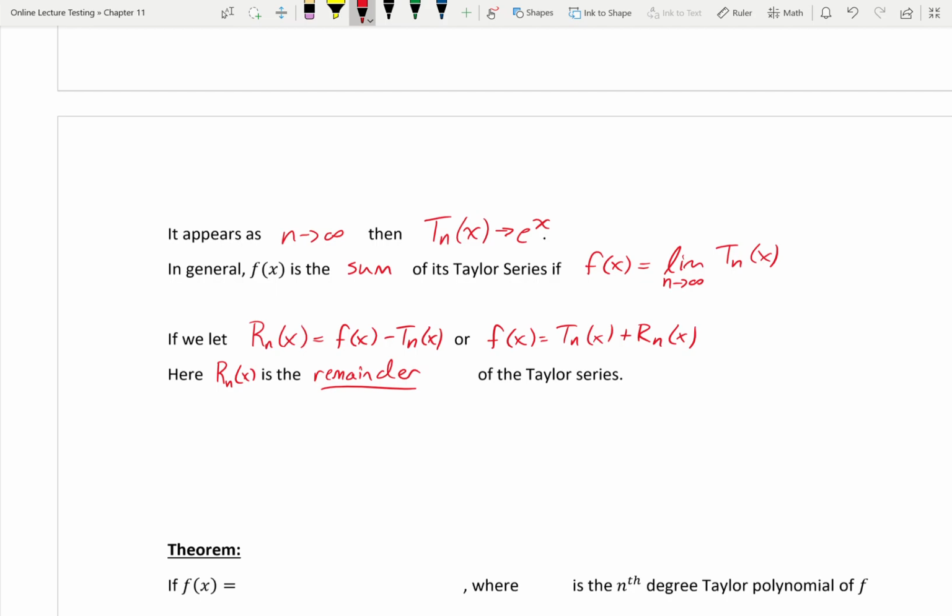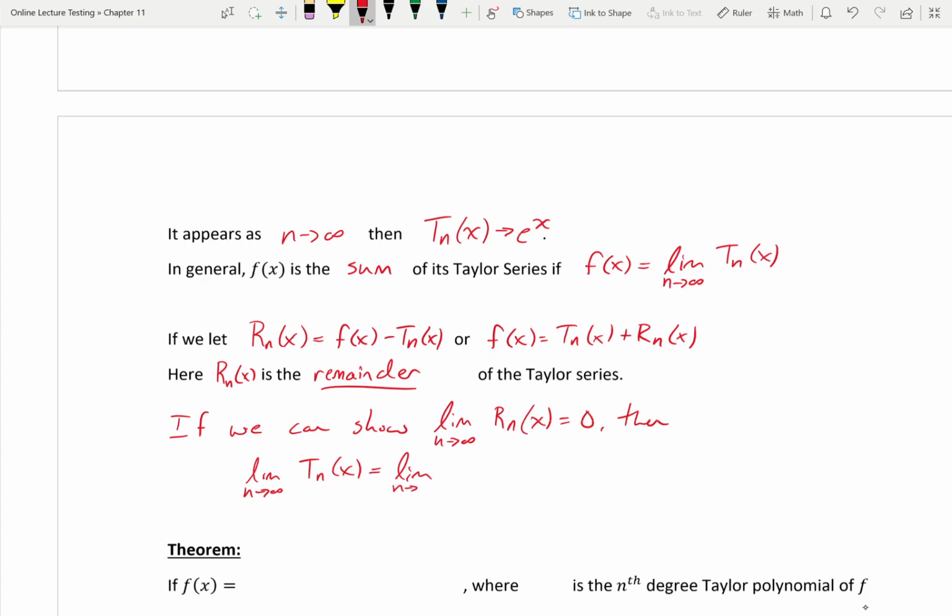All right. So what that does is, if we can show that the limit as n approaches infinity of r sub n of x, if we can show that that remainder is equal to 0, then the limit as n approaches infinity of the Taylor polynomial is equal to the limit.